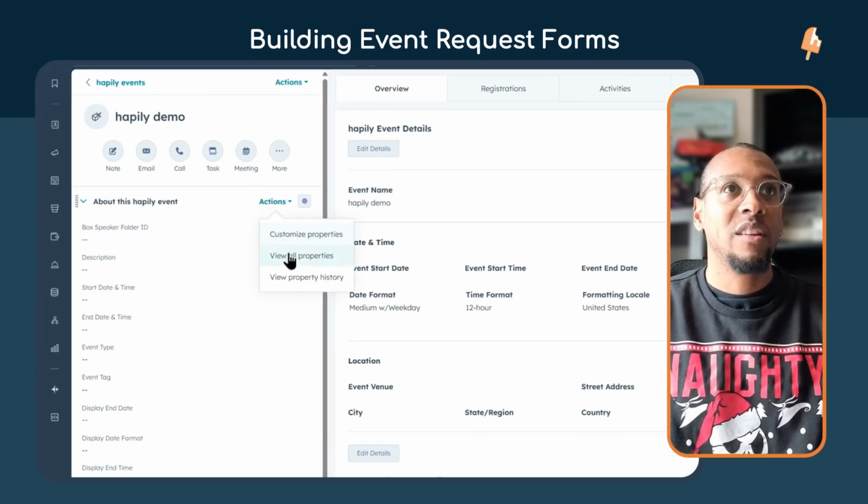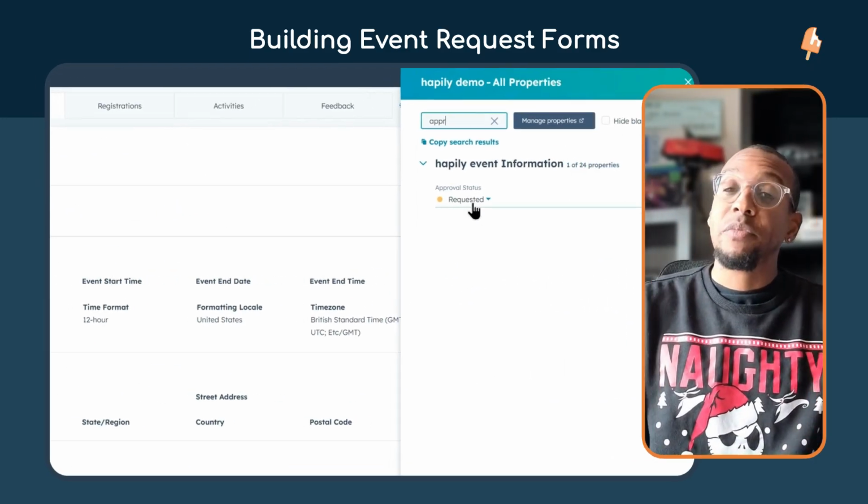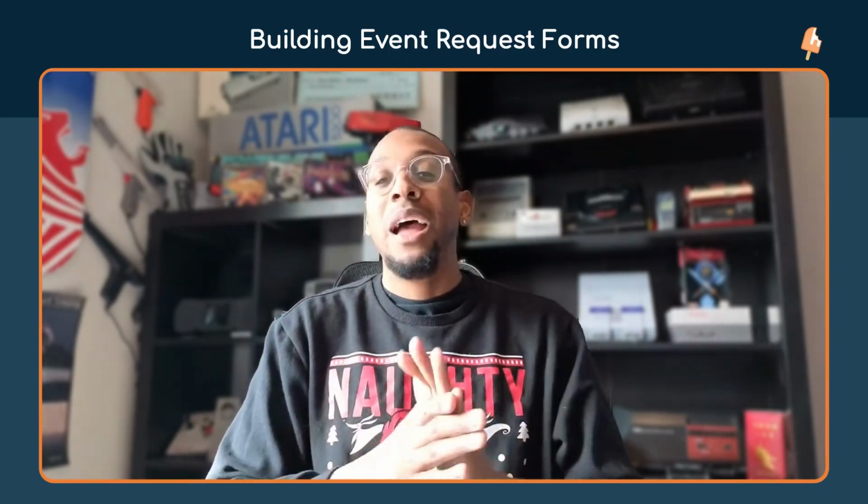If we look at one of the things that we've added, which is going to be the approval status, it's set as requested. So then you can go in, change the time, communicate with the requester, and get this approved inside of your CRM. So how do we build all of this? Let's start with the properties.